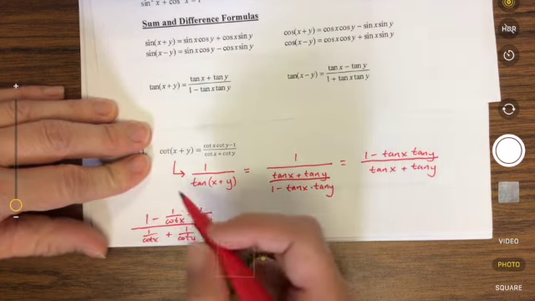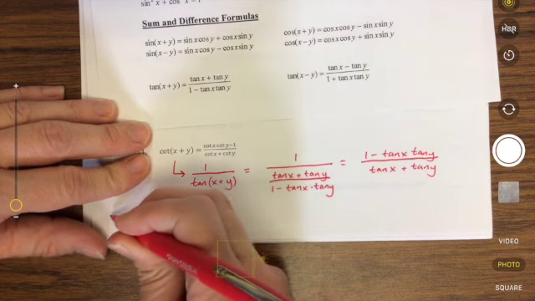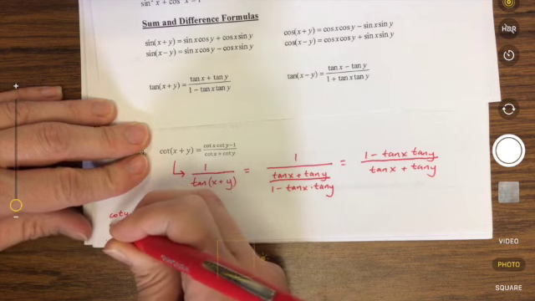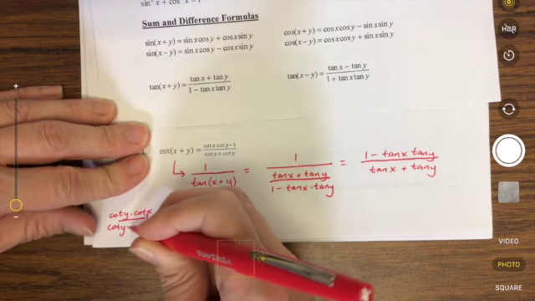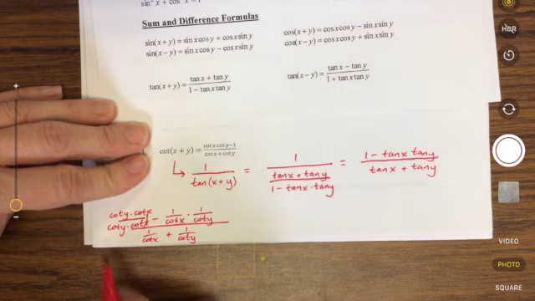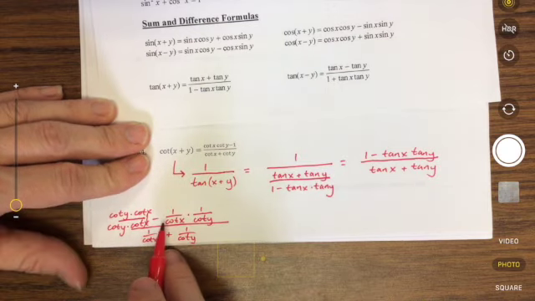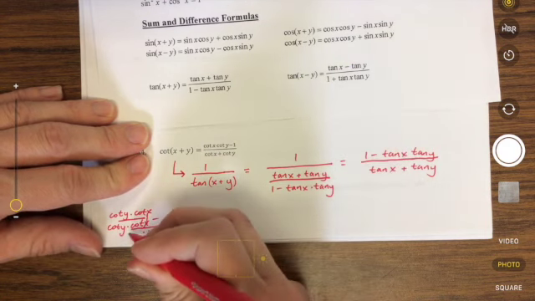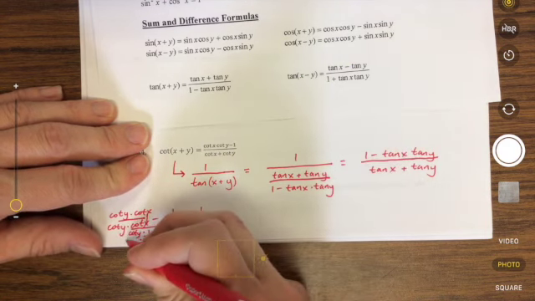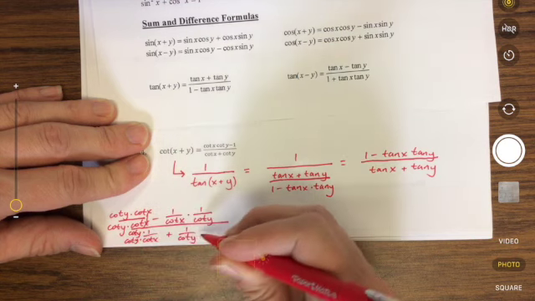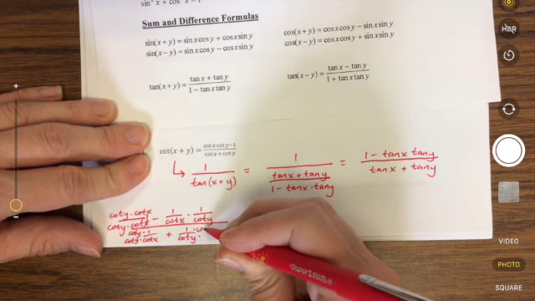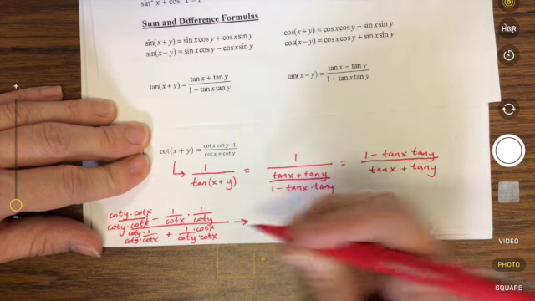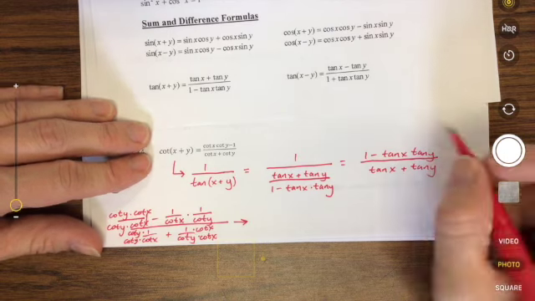Right away, what I'm going to do is turn this 1 into cotangent y times cotangent x over cotangent y times cotangent x. That's the same thing as 1, and then notice I would have the same denominator. Down below here, we're going to multiply both of these by cotangent y, and both of these by cotangent x. So I'm just getting a bunch of common denominators here. Here's what that mess is going to turn into.